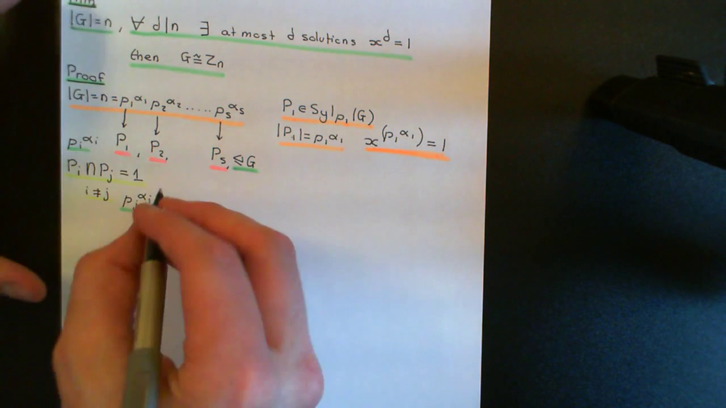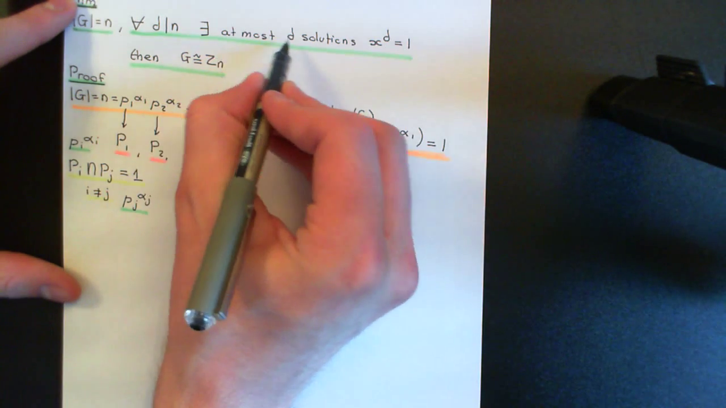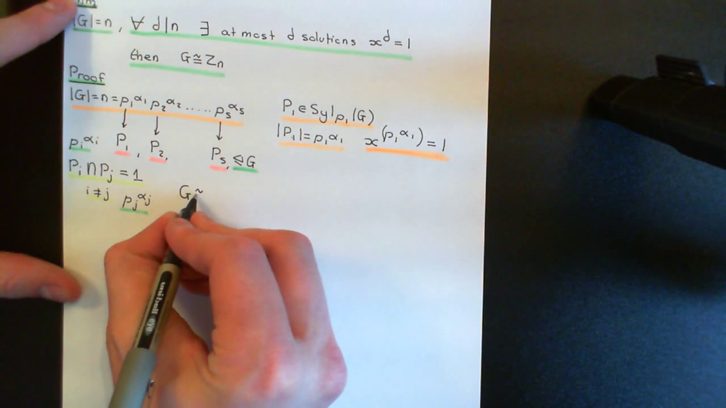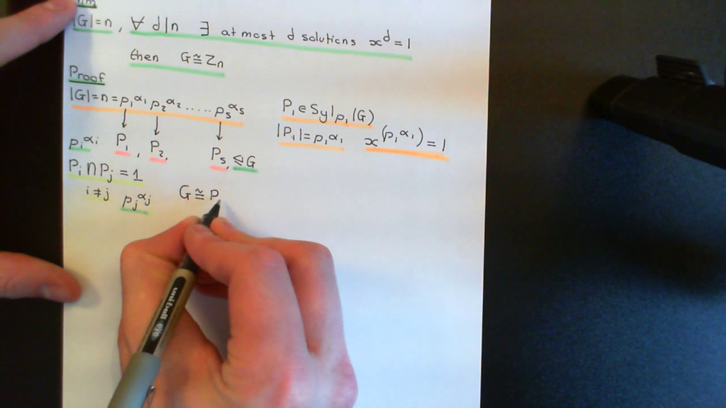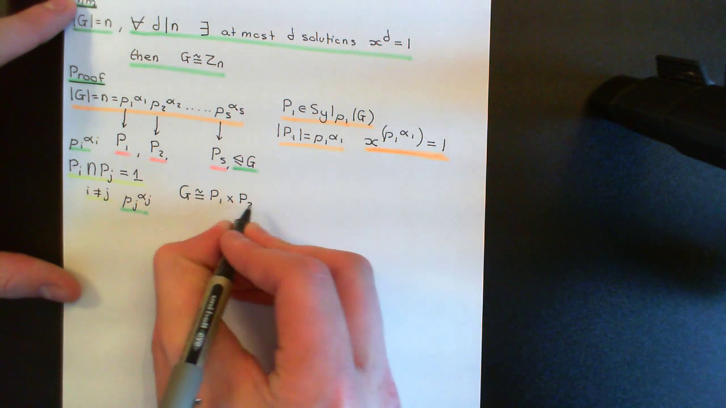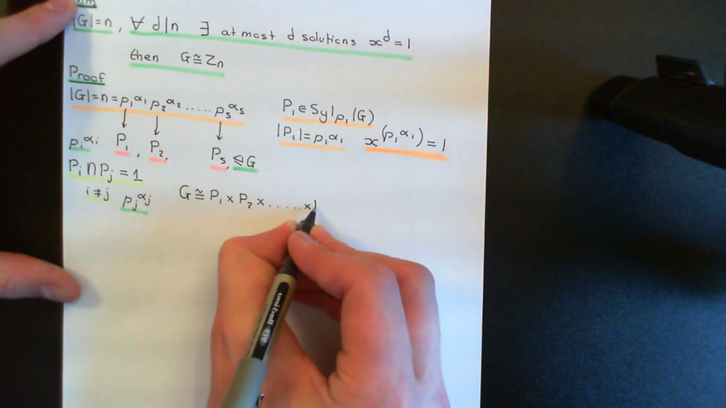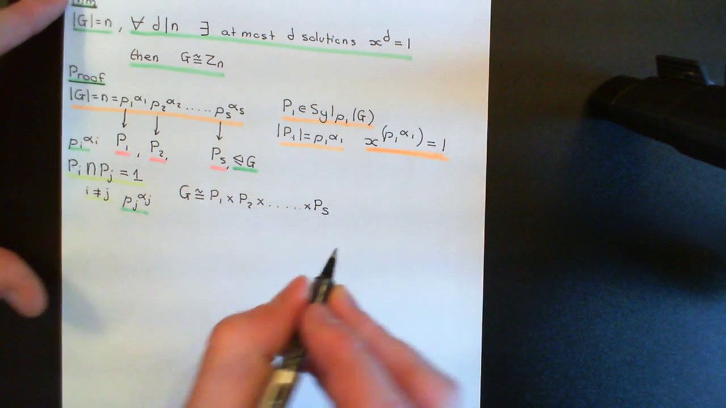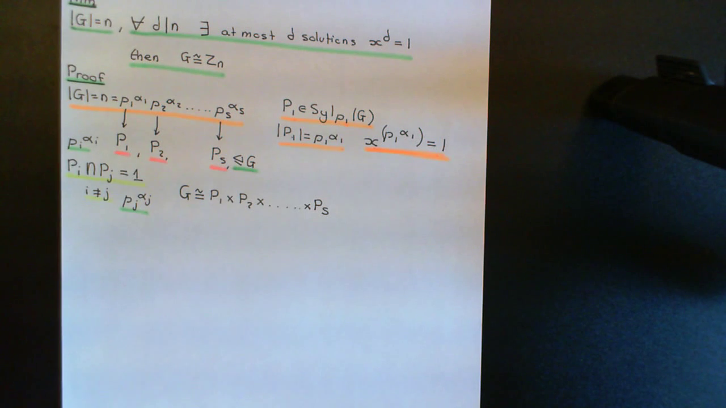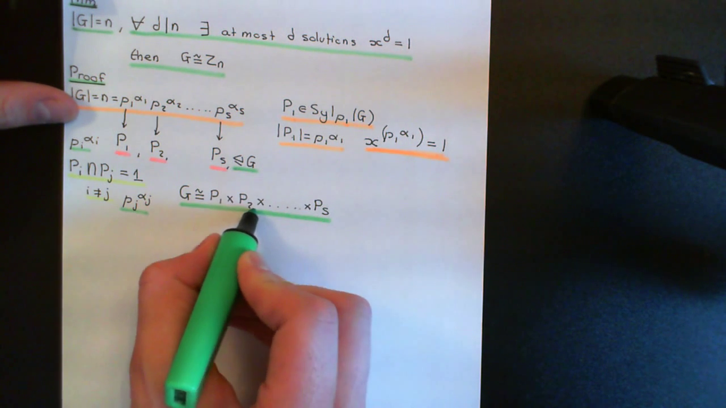And now what I claim is that my group capital G that satisfies this condition here is going to be isomorphic to the direct product of these Sylow subgroups here. So the direct product of P1 with P2 with all the way along to Ps here. And we will prove this in the next video, but before we take a break, let me explain where this is going.